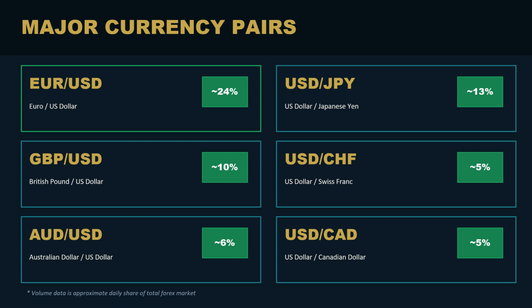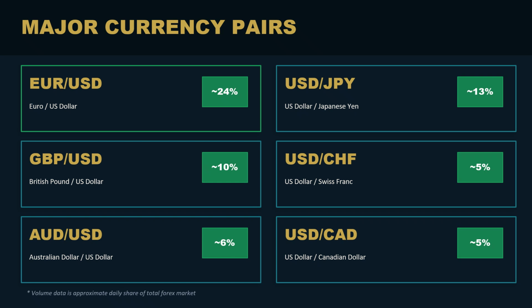Now, while there are over 180 currencies in the world, most trading activity is concentrated in a handful of pairs. These are known as the majors, and they all include the US dollar on one side. The most traded pair is the euro to US dollar, the euro against the US dollar, accounting for roughly 24% of all daily volume. It's often the most liquid and tends to have the tightest spreads, making it a favorite for beginners and professionals alike.